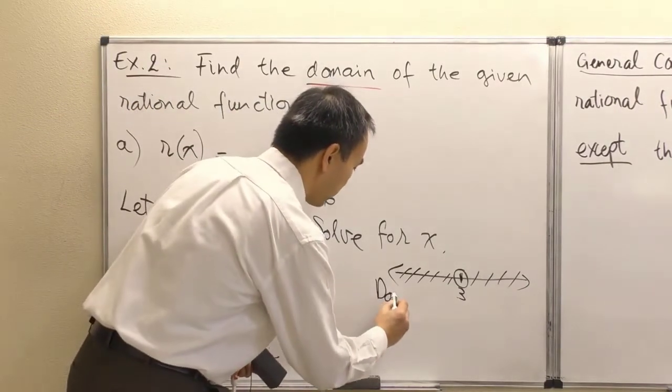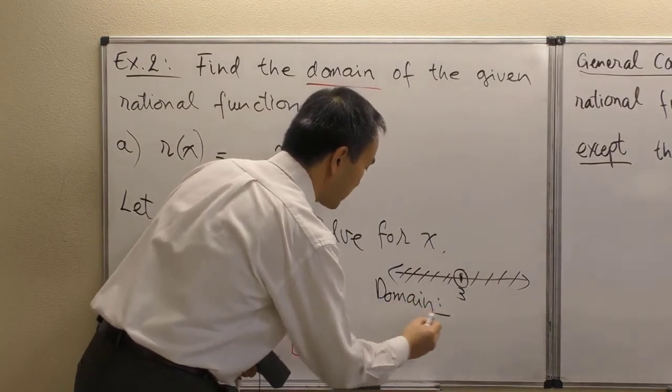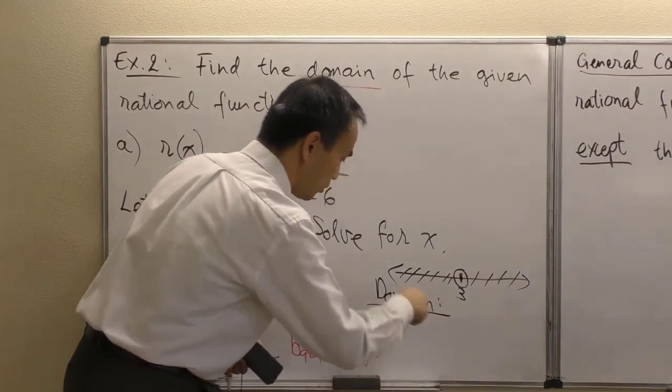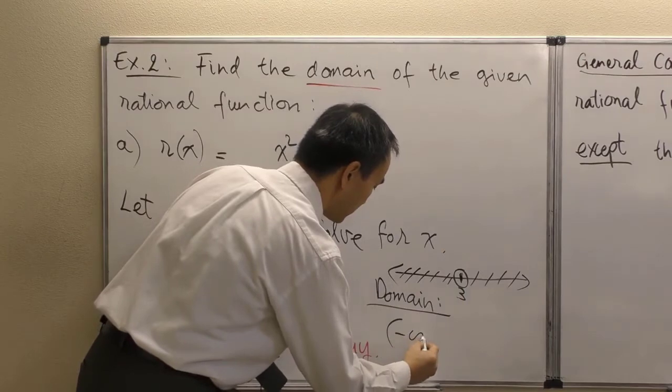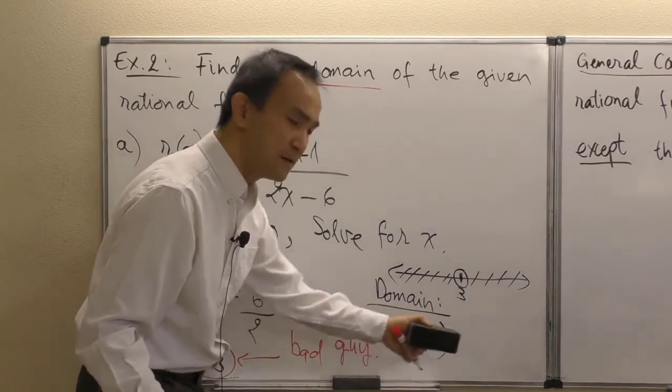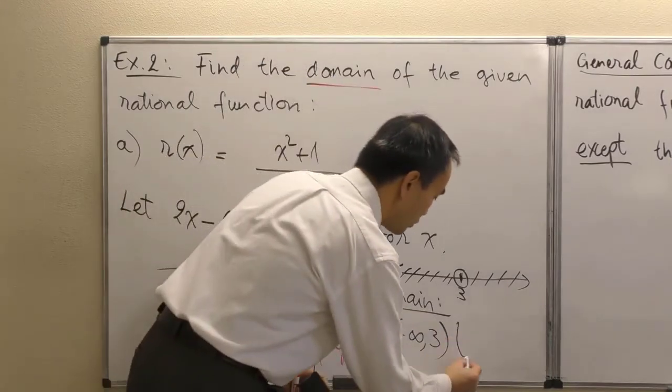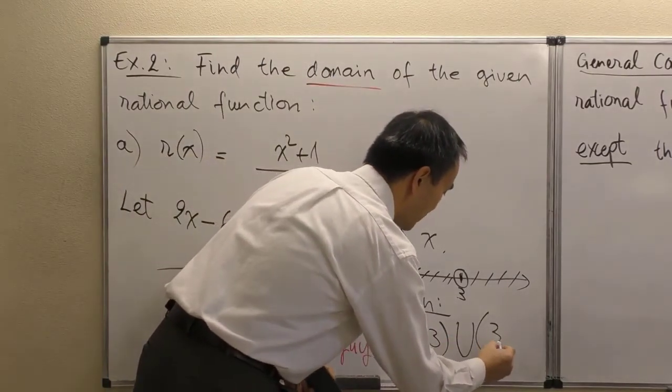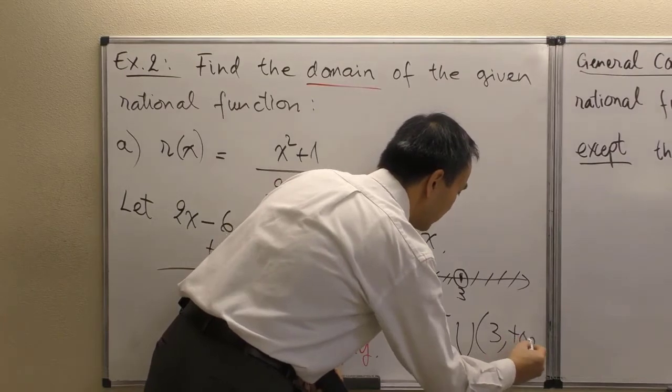The domain for this function is going to be anywhere except 3. So anywhere between negative infinity and 3, but it has to be completely parentheses, and then the union with the other interval, anywhere between 3 and positive infinity.